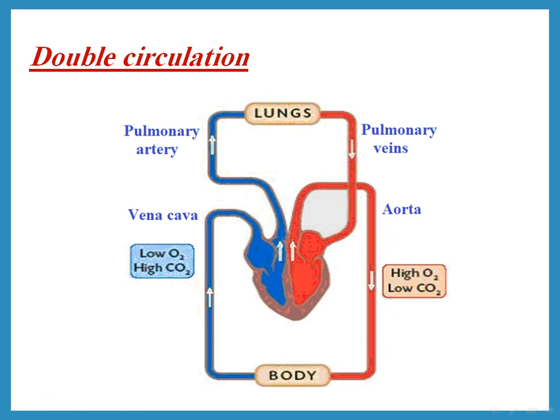This is called double circulation. So we said blood coming from the body that has a lot of carbon dioxide, so we call it deoxygenated. It enters the heart through the vena cava.